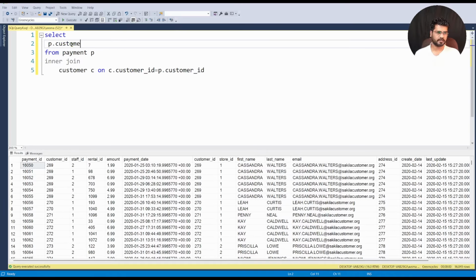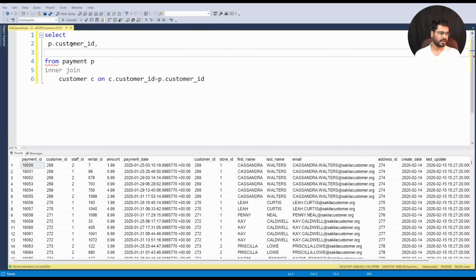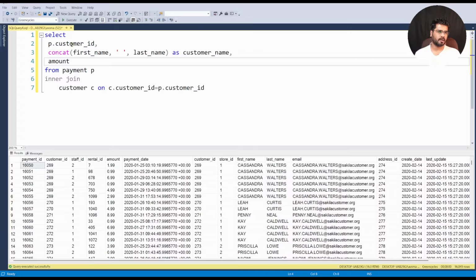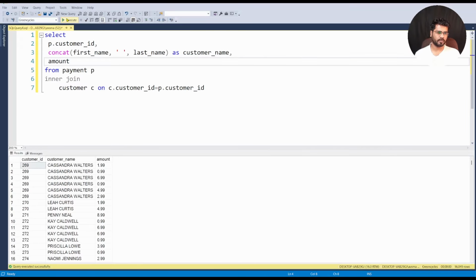So let us take the customer ID from the payments table, and then let us take the first name and the last name. We will use the concat function and concat the first name and the last name of the customer as the customer name. So we have to apply an alias as customer_name. And the other column we require is the amount column. Now let us first execute and see the output. So here if you see, we have the individual amount for each customer and we want the total amount.